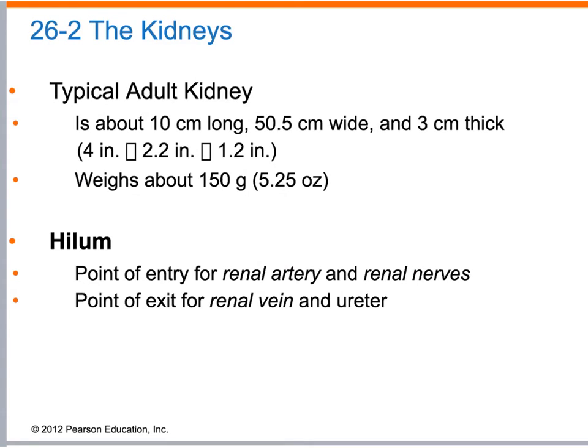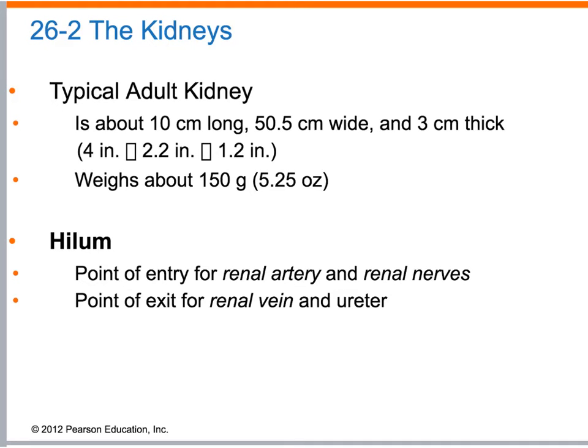A typical adult kidney is about 10 centimeters long, about 5.5 centimeters wide, about 3 centimeters thick, or about 4 inches long, about 2.2 inches wide, and about 1.2 inches thick. And it weighs about 150 grams or about 5.25 ounces.